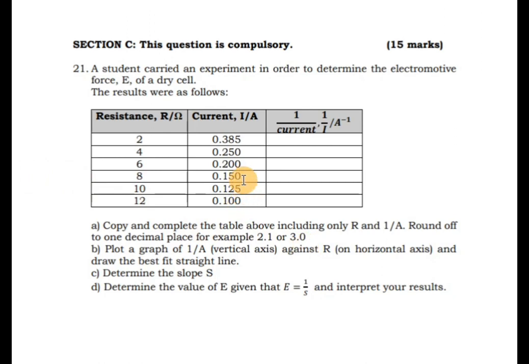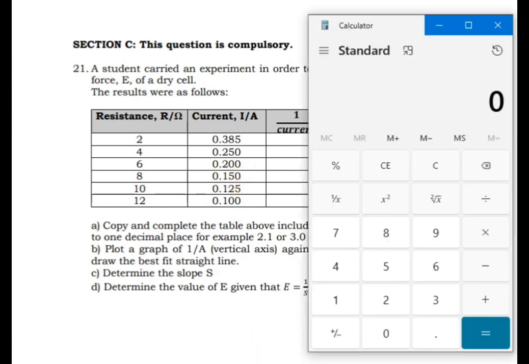Next step, we are going to take 1 and divide by this value. Let's try using our calculator. It's going to be 1 divided by 0.150. The solution is going to be 6.66. By rounding off, we're going to find 6.7.